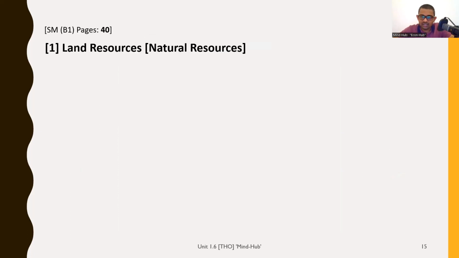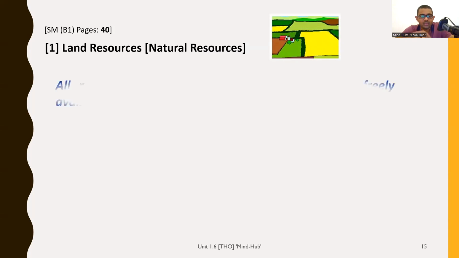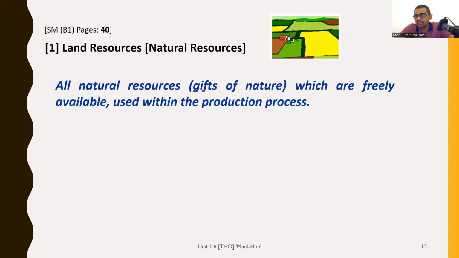So let's learn how to define land, or the natural resource, in a very basic but complete way. The picture is not ideal because it shows a farm, and a farm is not land, actually; it's capital. So don't think too much about the picture. All natural resources, a nice way to say that is gifts of nature, gifted to us by nature.